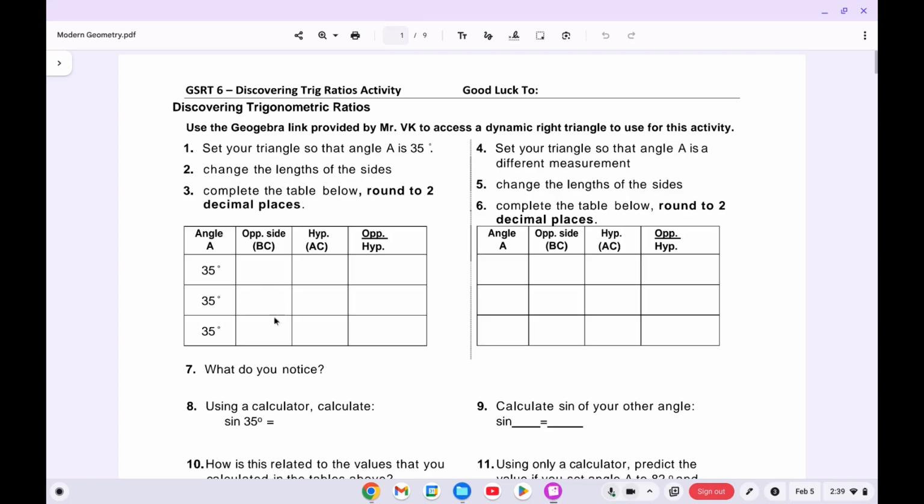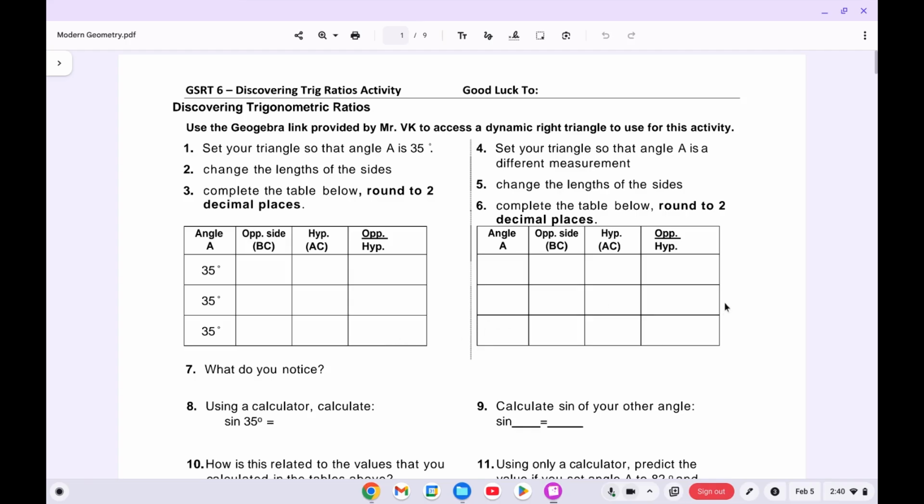So you're still going to do that. You're going to do it a total of 3 times. So you're going to have 3 different numbers here, 3 different numbers here, because you're going to change the size of your triangle. Then for this last one, you're going to actually calculate it. Use a calculator, and take the BC numbers, that first column, and divide it by the AC numbers, that second column. And write out the decimal you get when you divide. You're going to do that 3 total times.